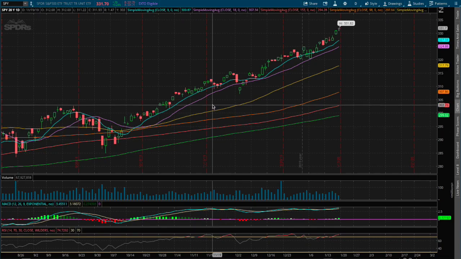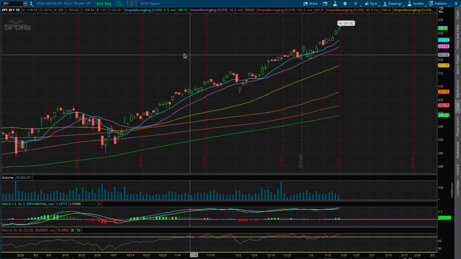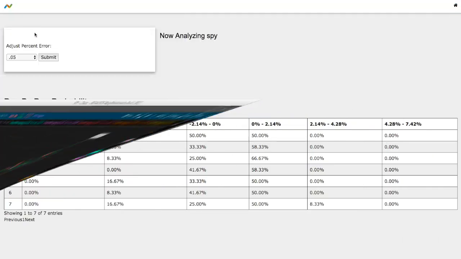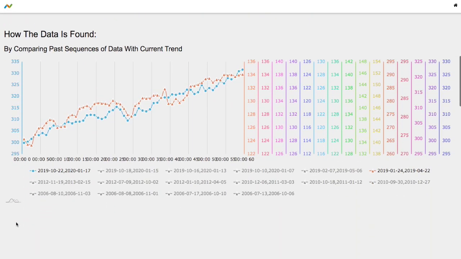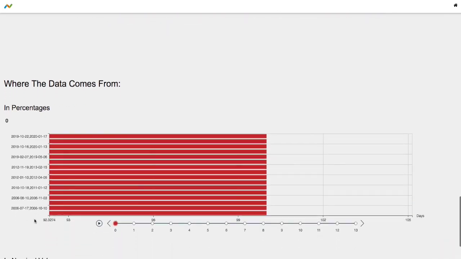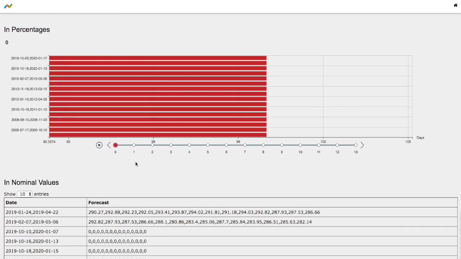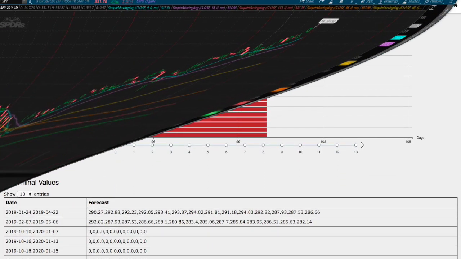Hello viewers, in this video we'll be going over the S&P 500 ETF, ticker symbol SPY. We'll be going over where the SPY will head to in the next coming days with a day-by-day probability model, how we found the models, and where the S&P 500 will head to in the next coming days. So, back to the technical analysis.